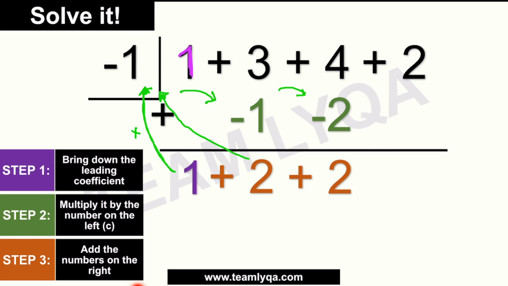Tapos, same thing, again, itong positive 2 na to, i-multiply ko sa negative 1. That would give me negative 2. Tapos, i-add ko din sila. So, we have positive 2 plus negative 2. That would give us 0.